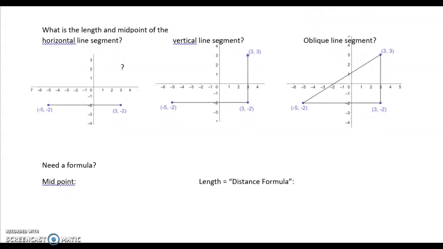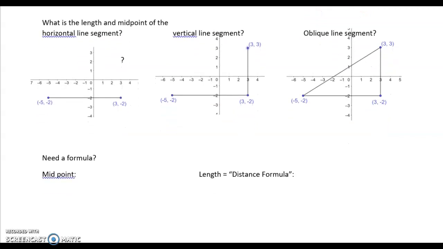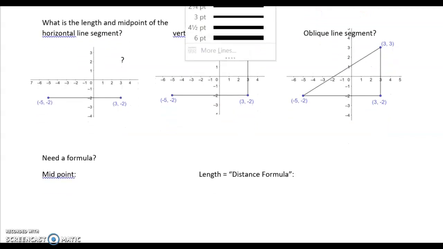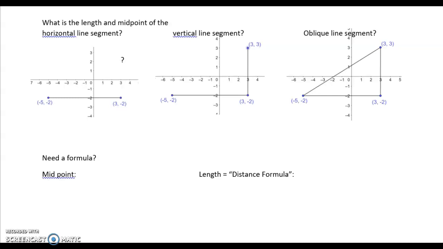So how about the length of a segment? Well, the length of a horizontal or vertical segment is clearly just, the y's don't change, so it's the change in x. So change in x is going to be 8. Here, for this vertical line segment, the x's don't change, so it's the change in y. So what's the length of that segment? The length of that segment is just 5.